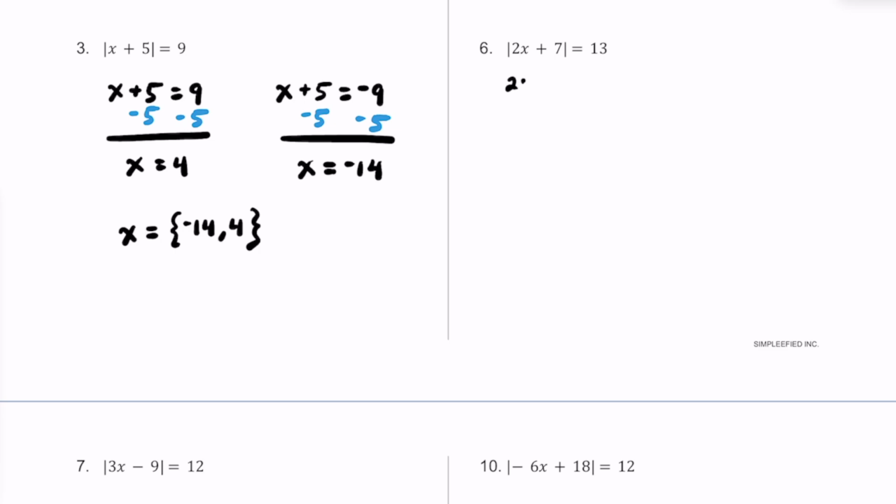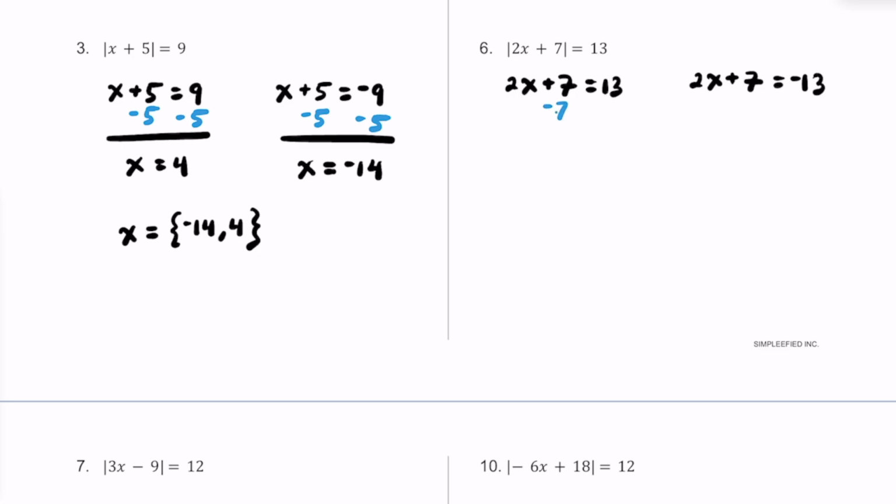For number 6, we have the absolute value of 2x plus 7 is equal to 13. So let's see, if we can make this 2x plus 7 equal 13, then this would be good. That would be one of our solutions if we could find out x. And if we could make this 2x plus 7 equal to negative 13, or get the inside of the absolute value bars to equal negative 13, that would also help us find a solution.